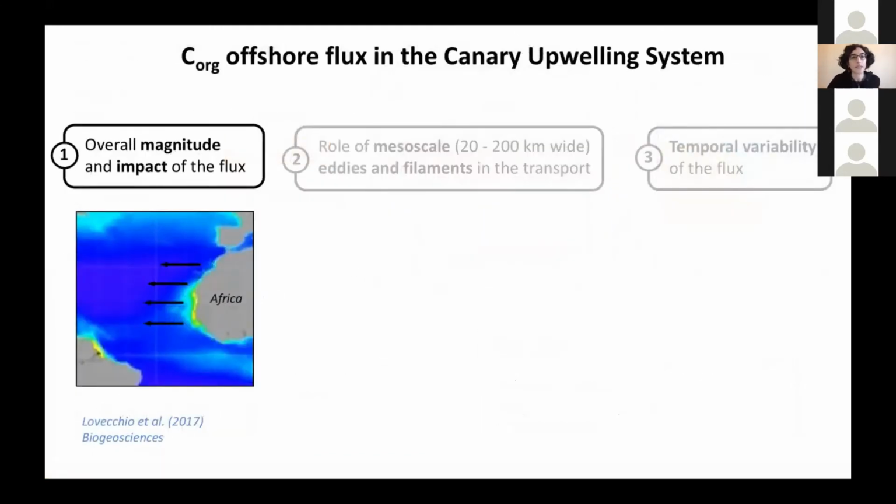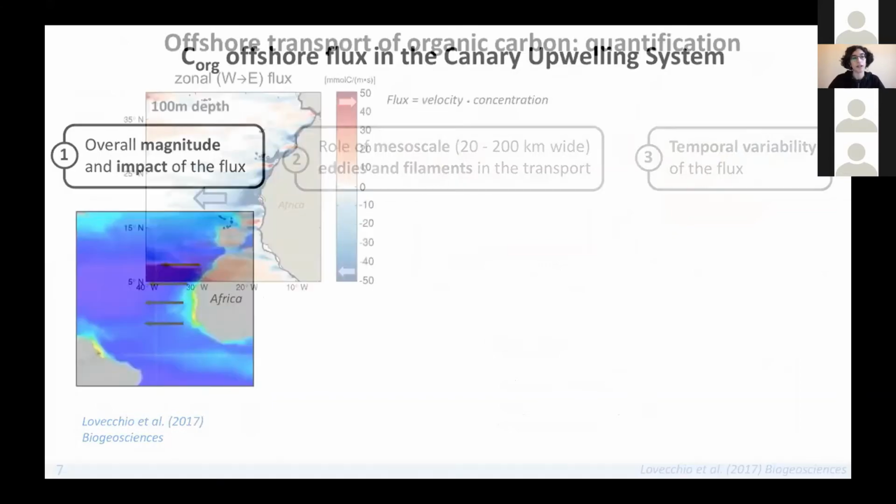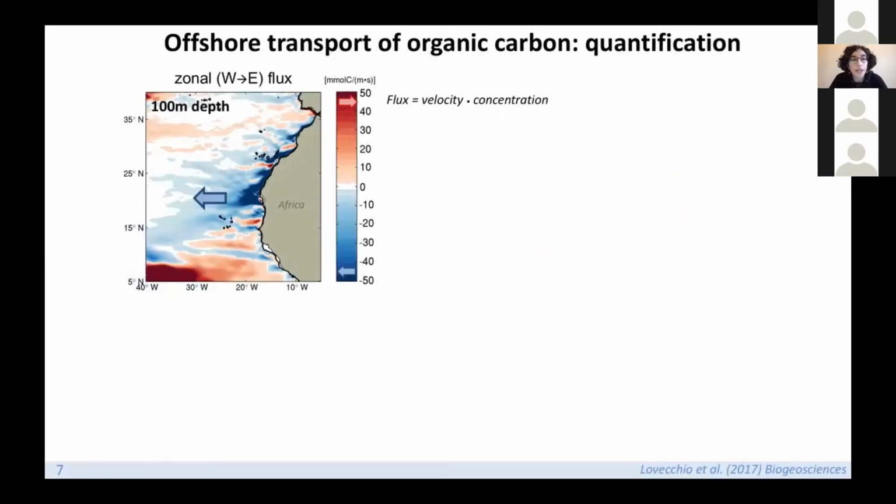So the first question that I want to address is what is the overall magnitude and what is the impact of this offshore flux of organic carbon? What I'm showing you here is a plot of the zonal flux of organic carbon from the model output. This zonal flux was calculated as the product of velocity and concentration at model runtime.